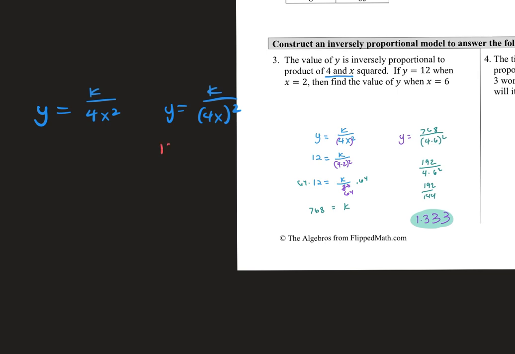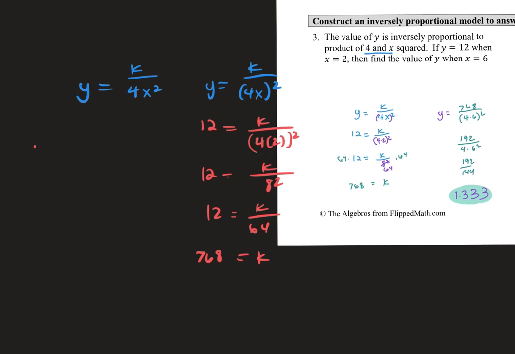Then if 12 is y, and we don't know k, and x is 2, and then we're going to square it, we'd get 12 equals k over 8 squared. 12 equals k over 64. And then k ended up being 12 times 64, 768. And then you would do y equals 768 over 4x squared.